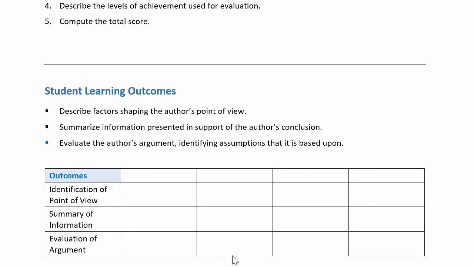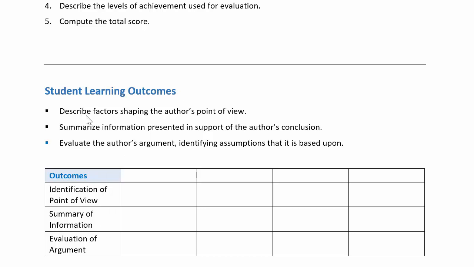So here's the beginning of a rubric. And you can see here in the first column, I have the outcomes listed in shorthand. Identification of point of view, that's the first one. Summary of information, the second. And evaluation of the argument, the third. So in the rubric itself, you could use shorthand, but you do want to spell out the student learning outcomes in your instructions to the assignment.